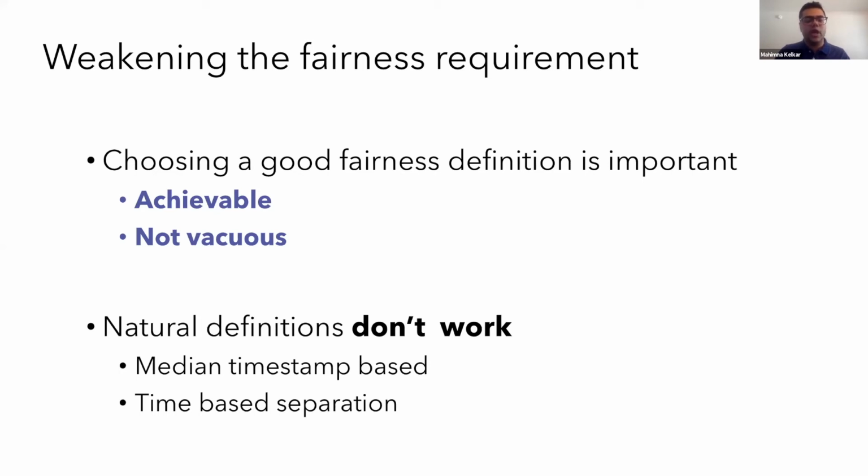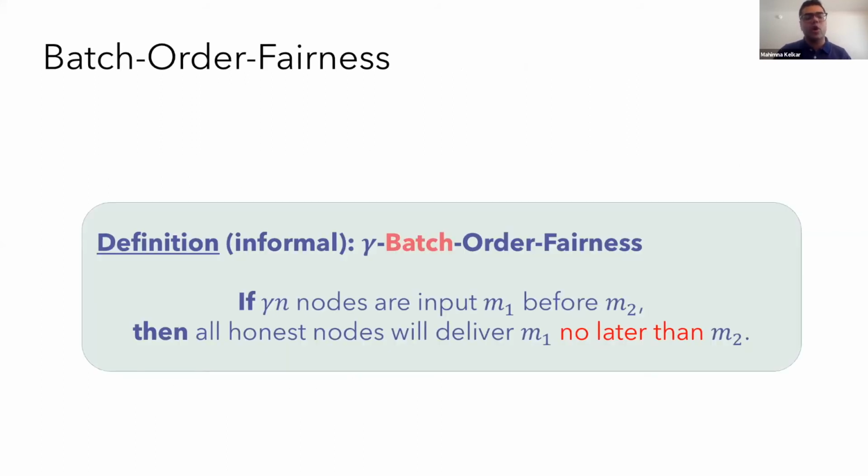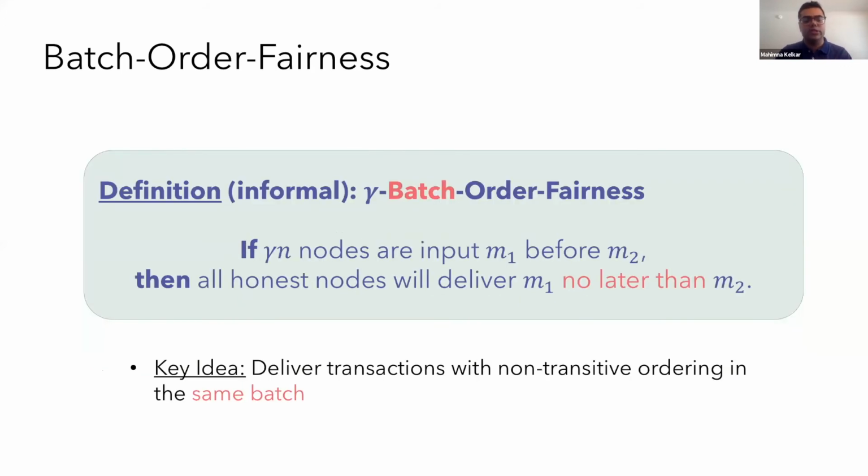We actually explored plenty of different notions in our paper, but here's the one that we settled on, which we call batch order fairness. This is very similar to the receive order fairness I was talking about earlier, with one small weakening, in that instead of saying this transaction m1 should be ordered before m2, we say no later than. So we allow transactions to be ordered in the same batch. They can still be executed in a total ordering, but the ordering of transactions within this batch is not considered unfair. So the key idea will be to deliver these paradoxical, non-transitive orderings into the same batch.